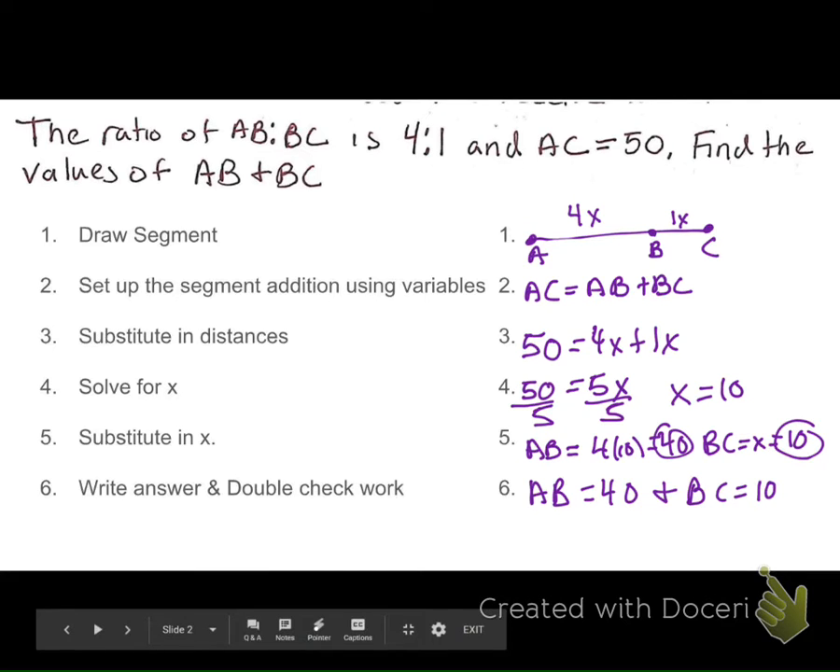Do you need another second, or can I switch the slide? Where did you get the 4 from?